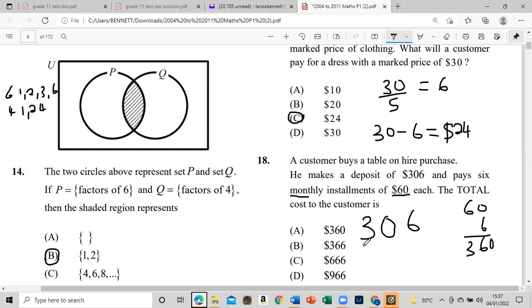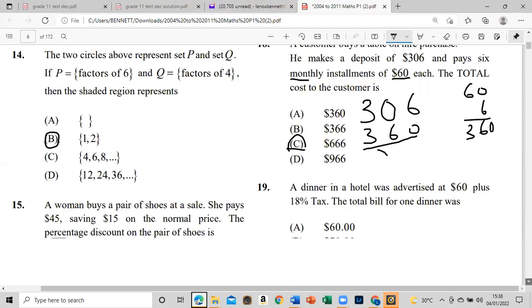6 times 6 is 36, so we just add 36. So 360. Anyway, the answer is C.